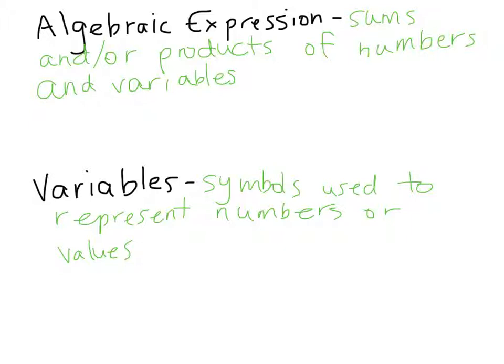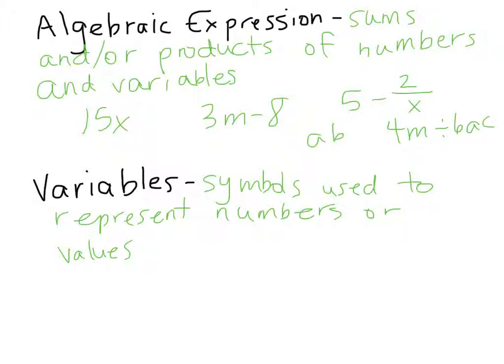That's an algebraic expression. So some examples would be like 15x, right? It means 15 times x. Or 3m minus 8. Or 5 minus 2 over x. Or ab. Or 4m divided by 6ac. All right, those are all algebraic expressions. Okay, you're not going to see an equal sign.